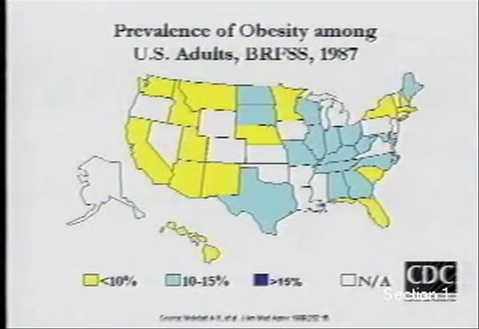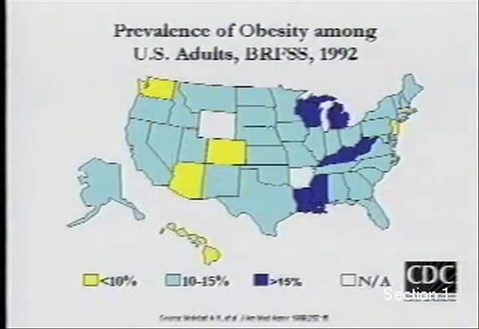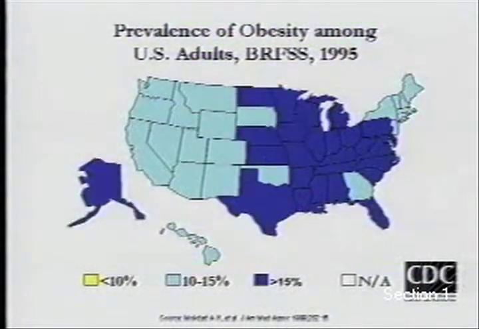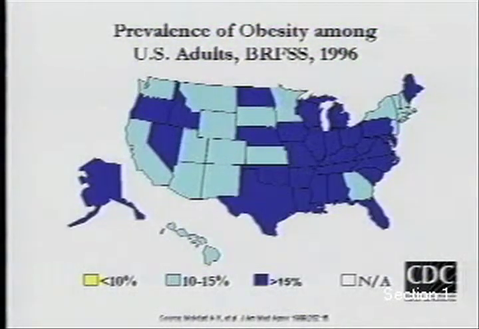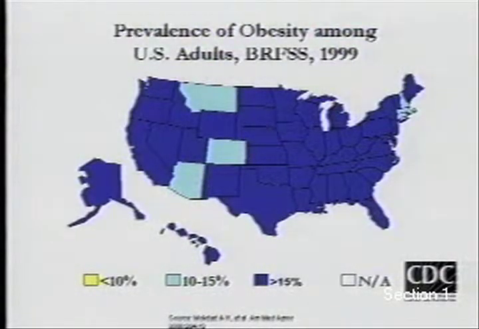1986, 87, 88, 89, 90, getting a little heavier, 91, a few states now greater than 15%, 92, 93, 94, 95, 96, 97, 98, 99. So by 1999, the overwhelming majority of states have greater than 15% of the population obese. And the way I went through those, you know, tells quite a story.